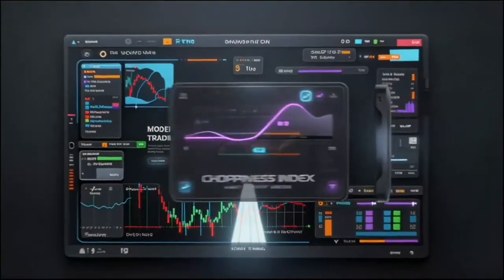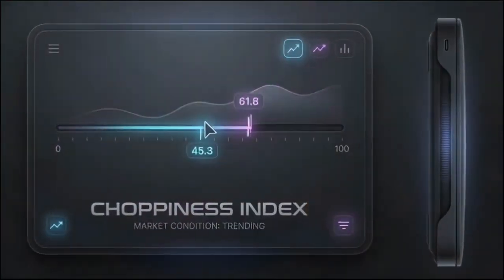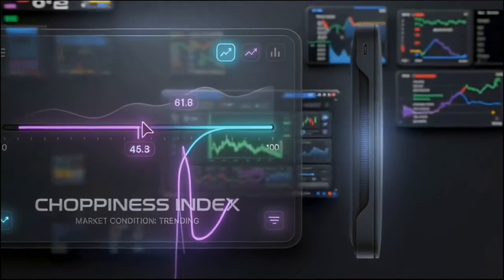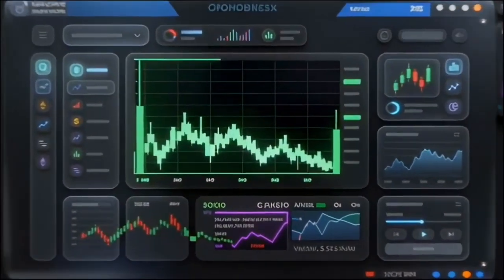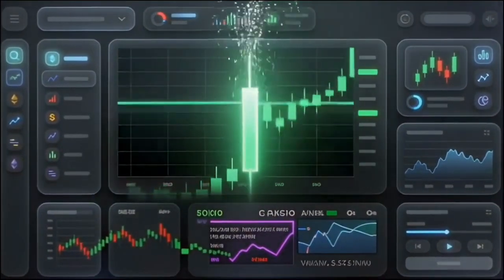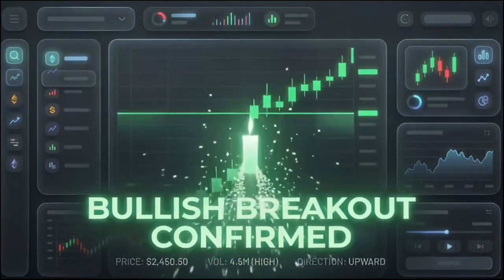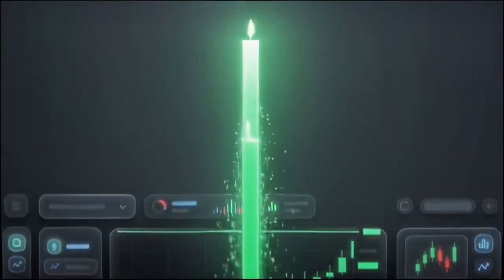The trigger is the moment the choppiness index rolls over and starts falling from above 61.8, while price breaks one side of the range. Falling choppiness means the sideways phase is ending, and the break shows you the direction.